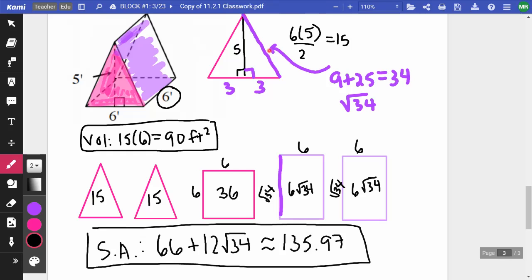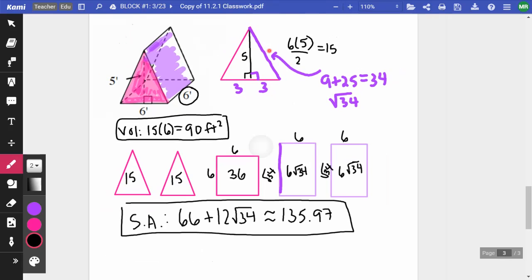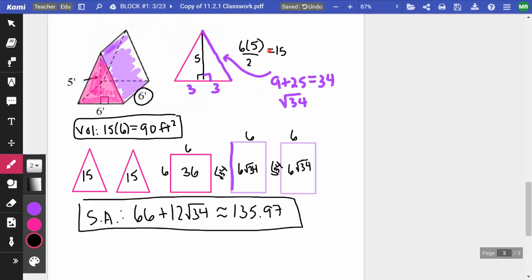One other thing they did ask us to talk about was the base of the tent, not necessarily the base of the shape, because the base of this shape is the triangle. But like if we were in the tent, where we would be laying like our sleeping bags, where would the floor be? It would be the base of the tent, which is the pink 6 by 6 square. So it's going to be 36.